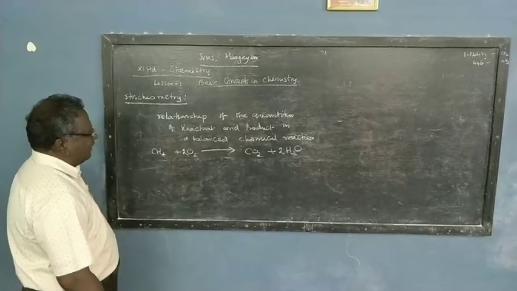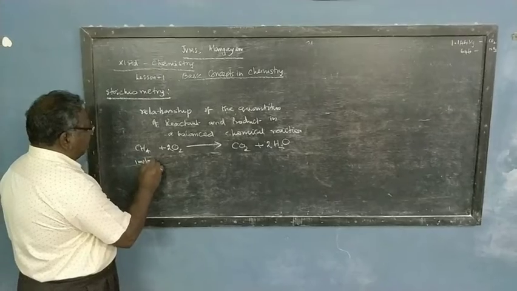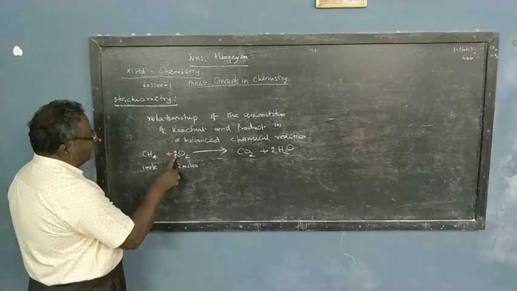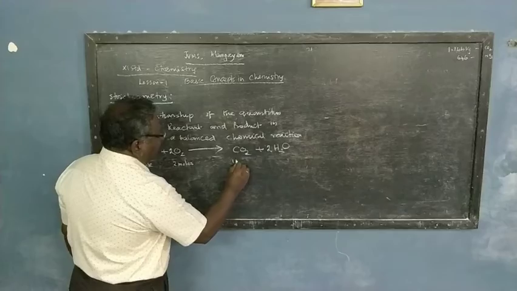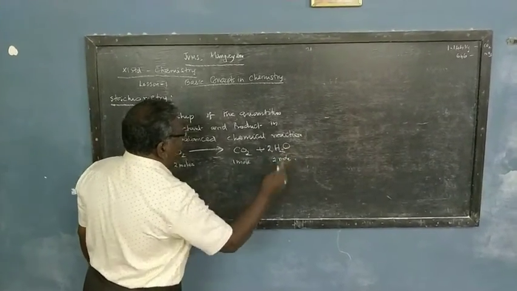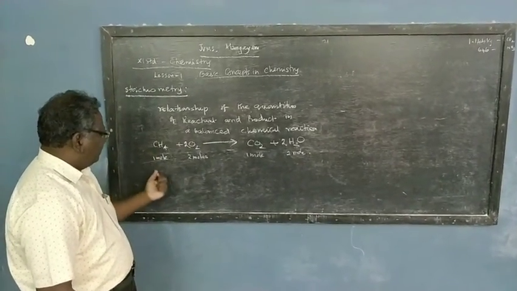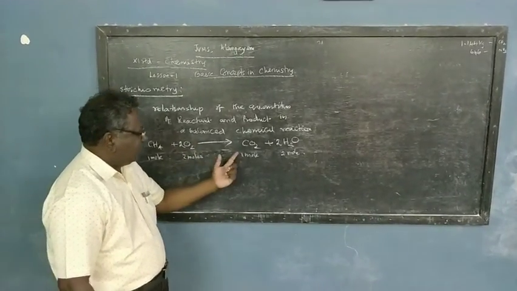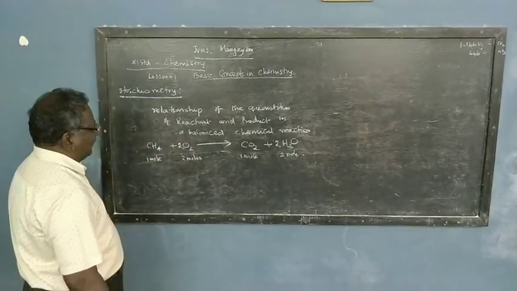Now, how do we get the relationship between the quantities? From this we can say 1 mole of methane reacts with 2 moles of oxygen, and 1 mole of carbon dioxide and 2 moles of water are formed. Right? So this is the relationship. 1 mole of methane reacts with 2 moles of oxygen. These two are reactants to form the product of 1 mole of carbon dioxide and 2 moles of water.